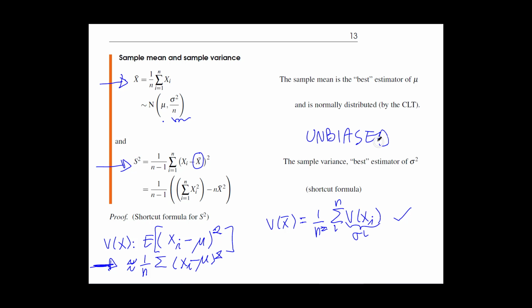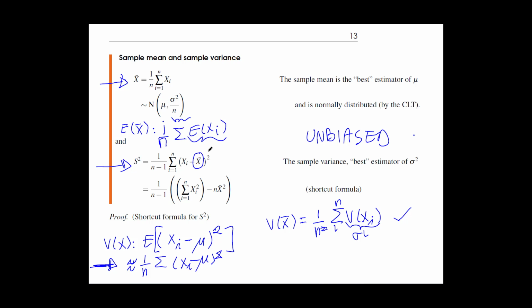And these are unbiased estimators. Now, unbiasedness means that when you take the expected value, for example, of x bar, you recover the original parameter, right? So if I take the expected value of x bar, it's 1 over n, summation, and then expected value of the xi's.